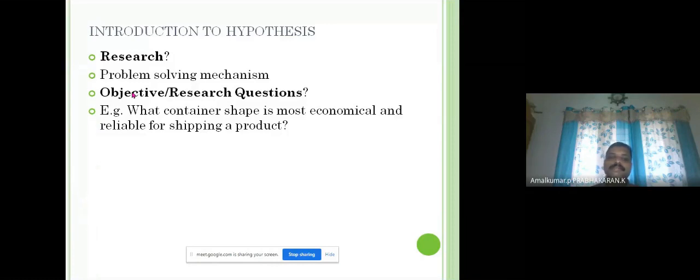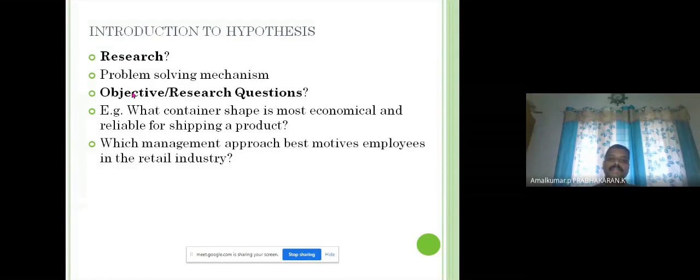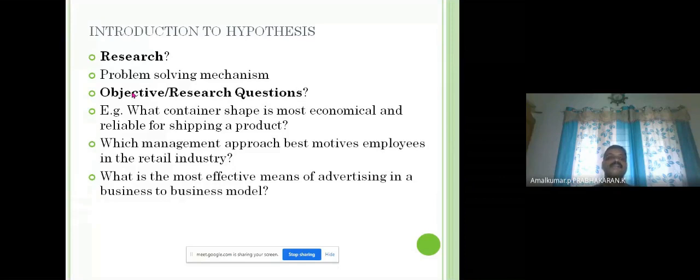These are some examples of objectives or research questions. The first one is, what container shape is most economical and reliable for shipping a particular product? The second one is, which management approach is best for motivating the employees in the retail industry? And the third one is, what is the most effective means of advertising in a business-to-business model? These are the different research objectives or research questions that are developed by the researcher for solving the identified research problem.